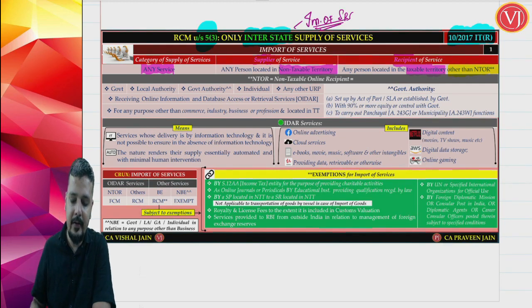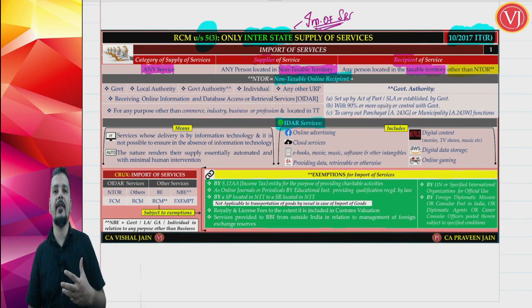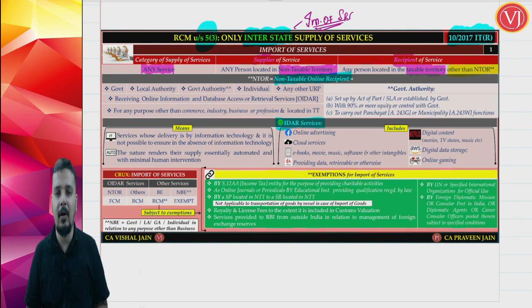Now you may wonder, what is this non-taxable online recipient? Friends, this term is used only against a particular service called OIDAR services. Only if you are receiving OIDAR services can the recipient be called a non-taxable online recipient.